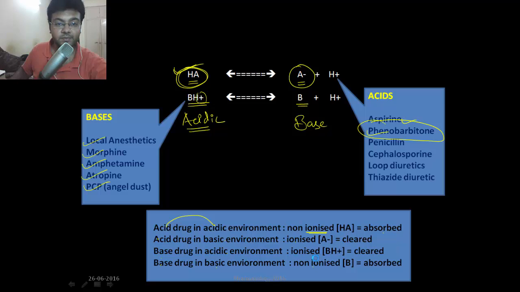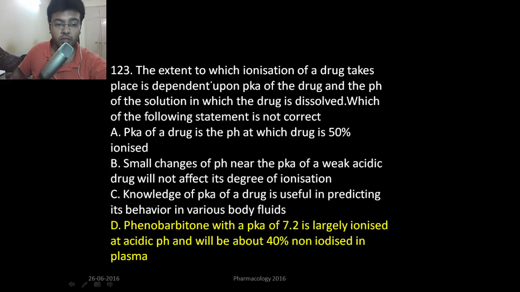Clear? So here is a very beautiful question which asks which of the following is true. The answer is, if you put phenobarbital with a pKa value of 7.2, it is largely ionized at acidic pH. Phenobarbital is a weak acid, barbituric acid, and it will be converted to its ionized form only when you put it in a base. So acid in a base will be ionized, and this statement is wrong. It is largely non-ionized, because if you put acid in an acid, it will be largely non-ionized.